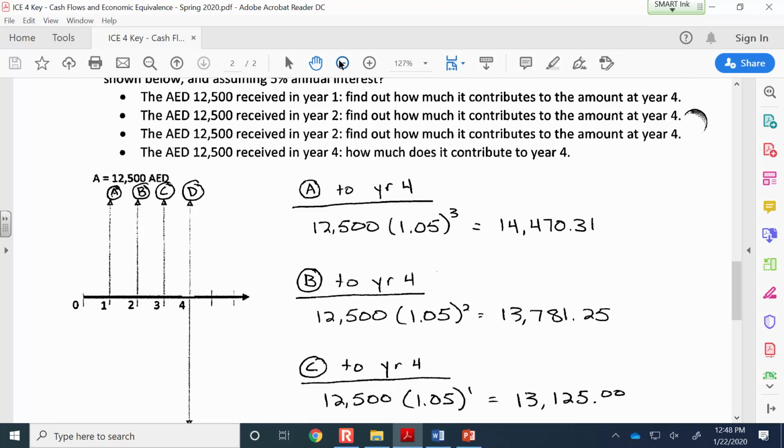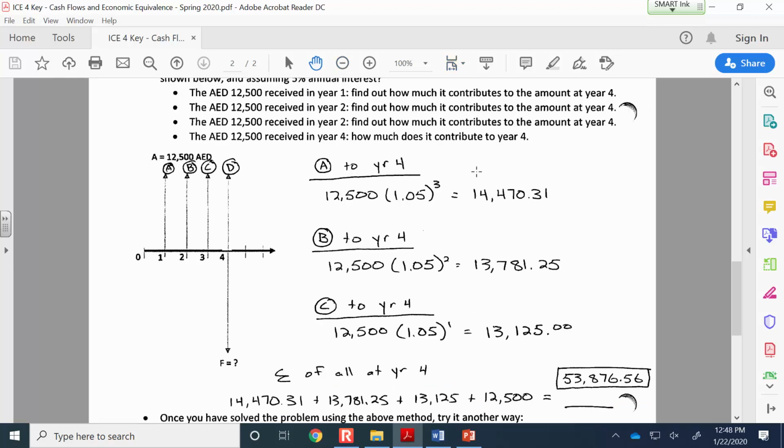Okay, I'm putting the solution up on the screen for you to take a look at. We've only got a couple minutes left. So I labeled the arrows just to make it clear which arrow is moving where and how many years. The amount in year 1, to get it over to year 4, has to compound 3 years. Then arrow B only compounds 2 years. Arrow C compounds for 1 year. And then arrow D is already at time 4, so I don't have to do any calculations to change the amount of arrow D. It's already 12,500 at year 4.